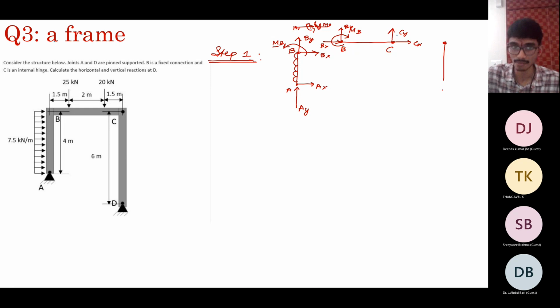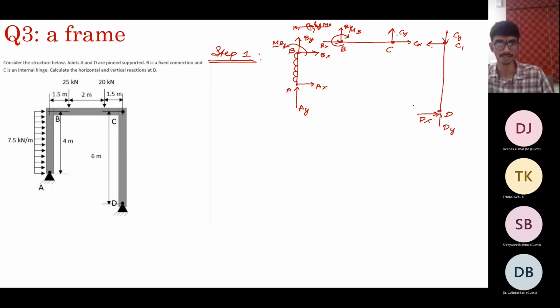Now let us look at the member CD. So you should have an equal and opposite Cx and Cy. And D is also pinned, so you'll have only Dy and Dx. Clear. Now what is asked is find the horizontal and vertical reactions at the point D. So let us go about it.